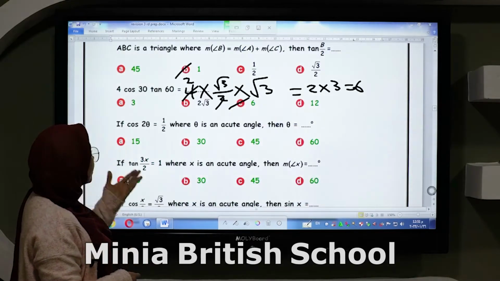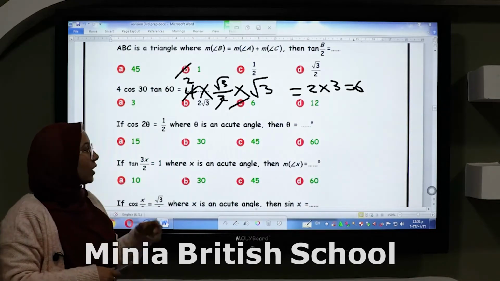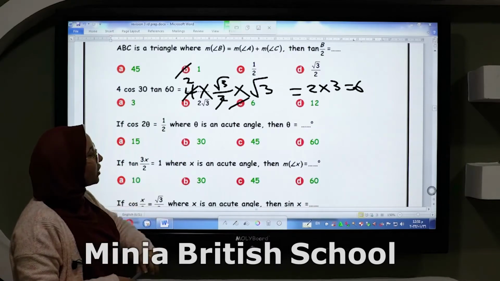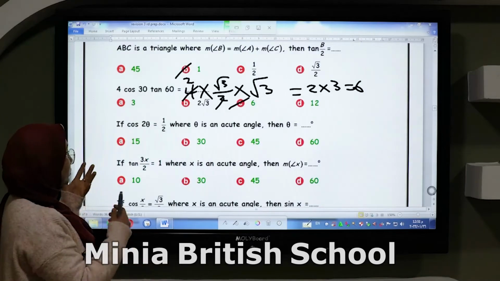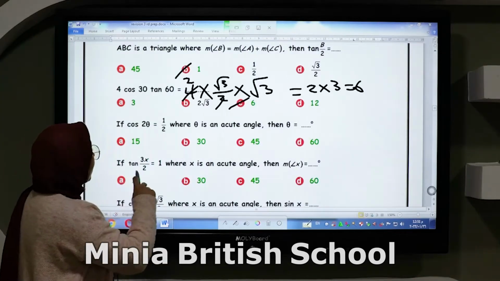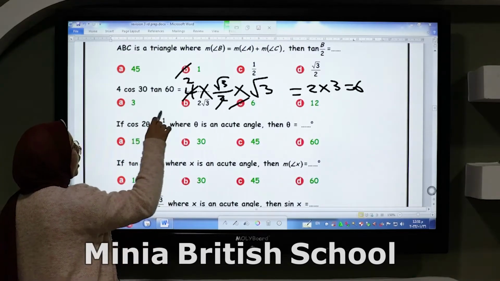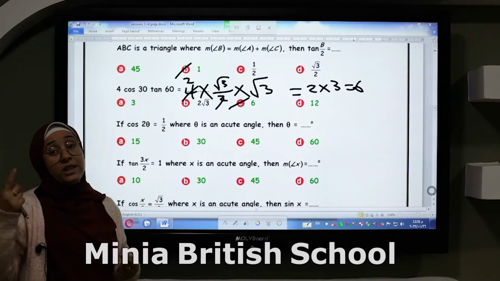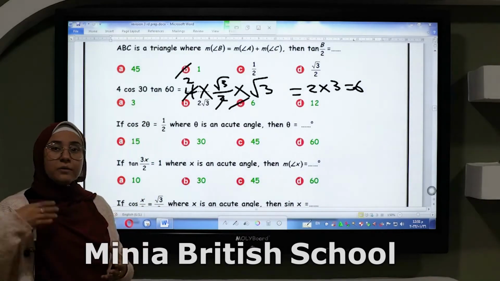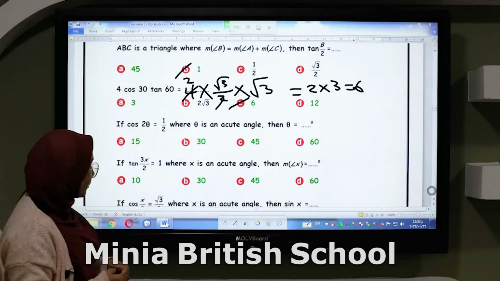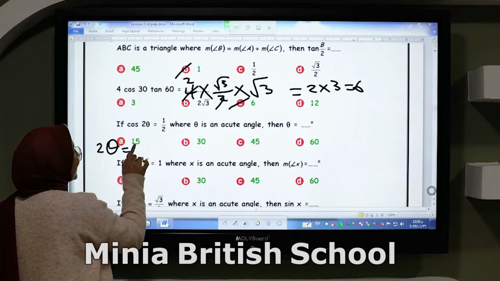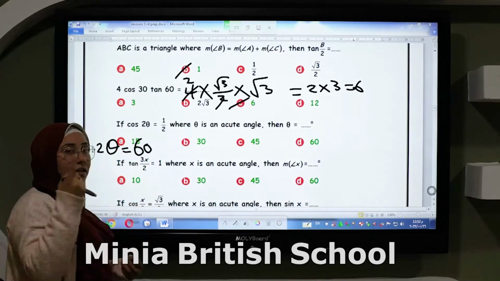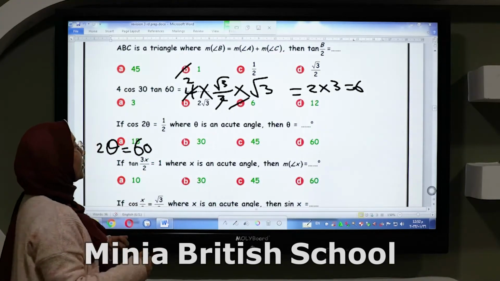Cosine 2 theta equal half, where theta is an acute angle, then theta equals what? Which angle has its cosine equal half? Only 60 is a special angle, 60 degrees. So you can make 2 theta equal 60, then theta equal 30.